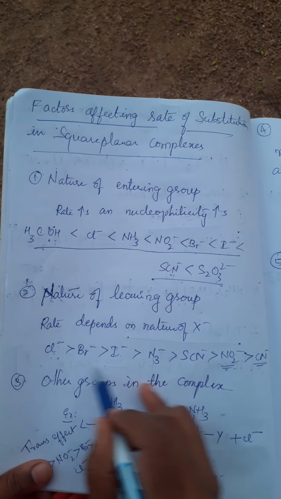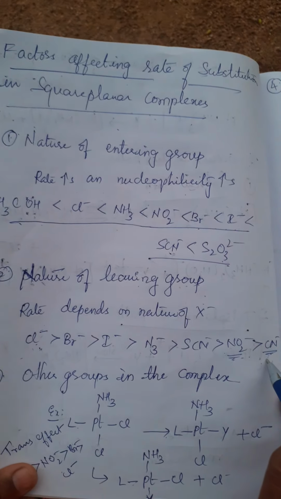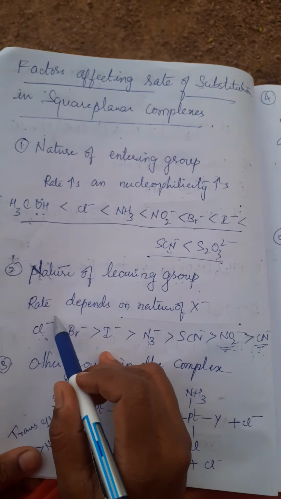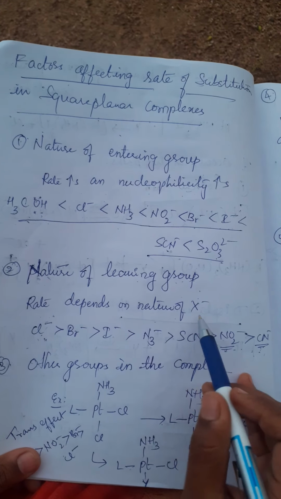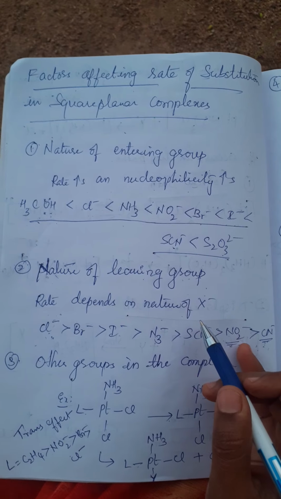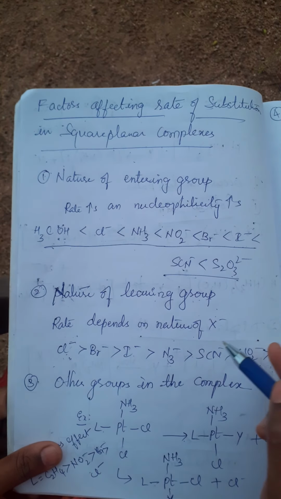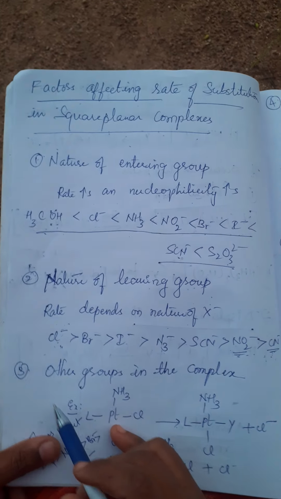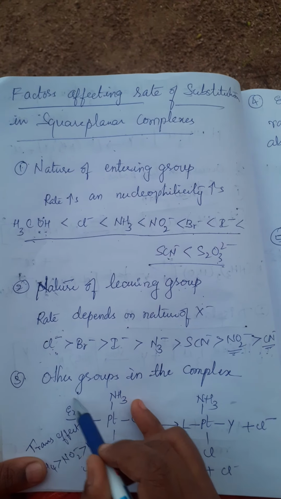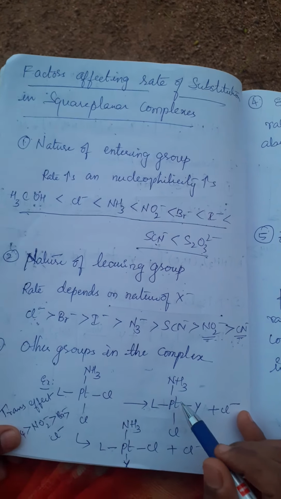So in other words, chloride will be cleaved faster than cyanide. So the rate depends upon the nature of the ligand, which is the nature of the leaving group, meaning it is already attached to the central metal. And another one, the other groups also influence the rate of reaction.